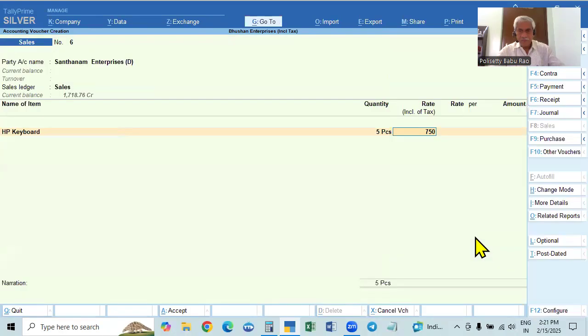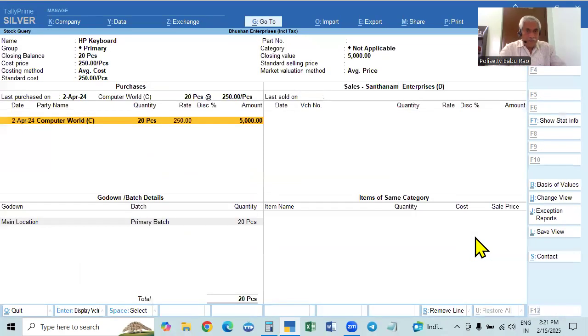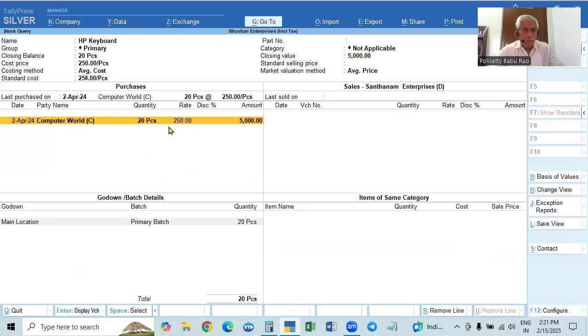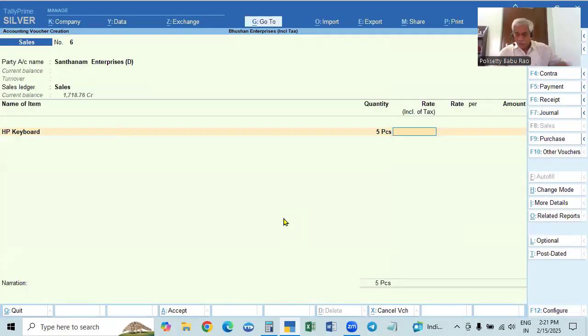Sorry, what is the selling and purchase price? You purchased the keyboard for 250, and we are selling at 350 or 400. That is, 400 inclusive of tax, or 450. We will take 400 rupees inclusive of tax. That is the retail price including tax. We are selling for 400.